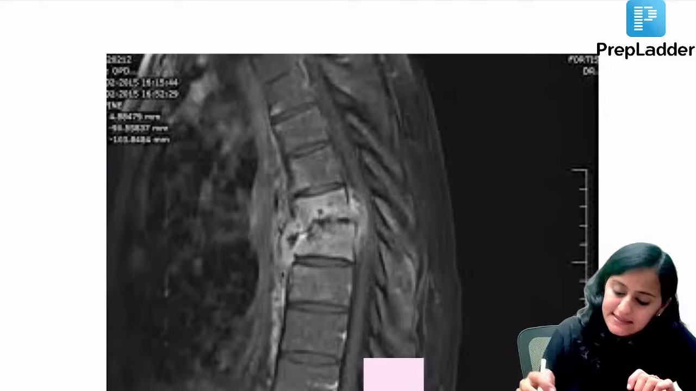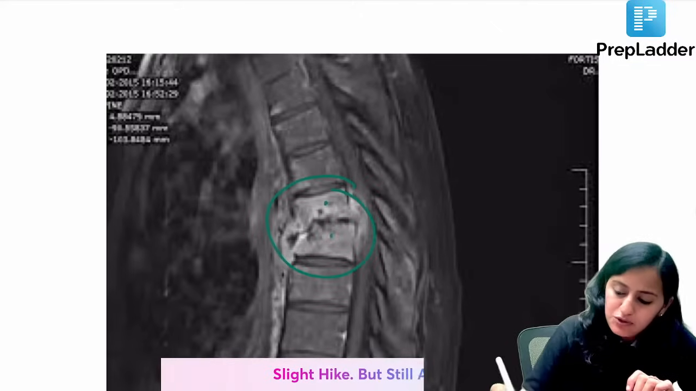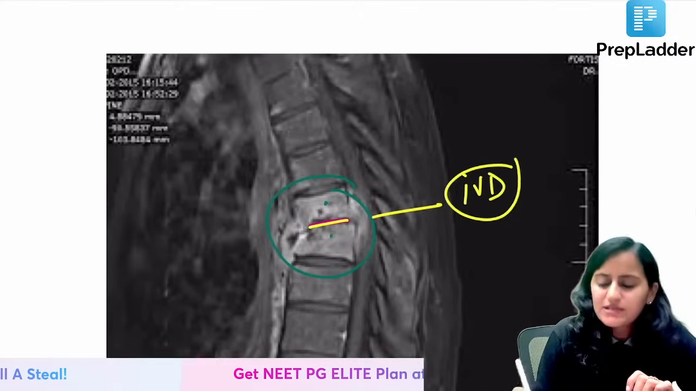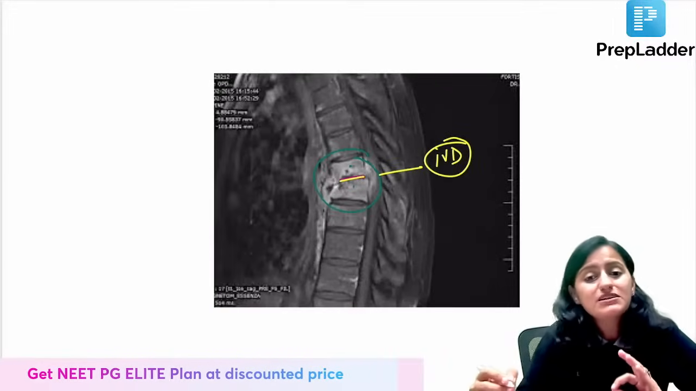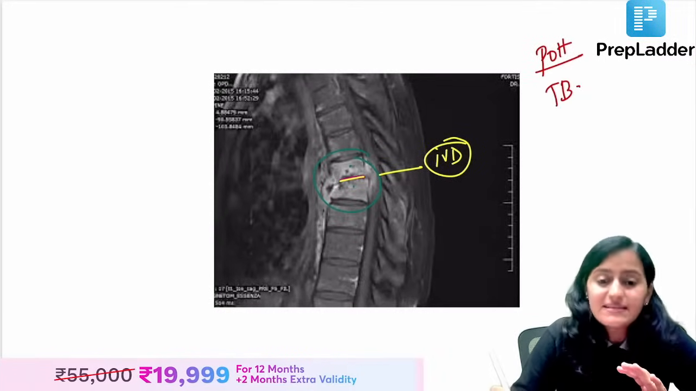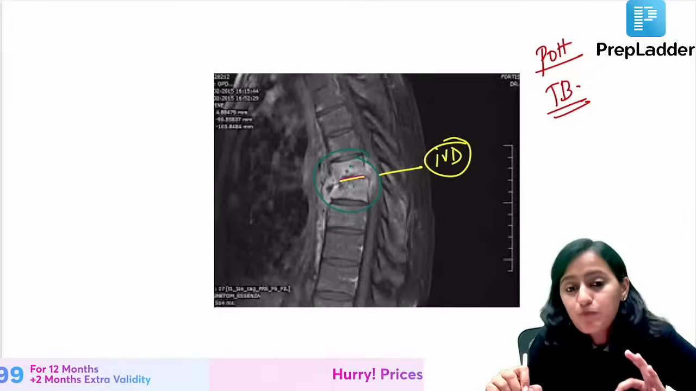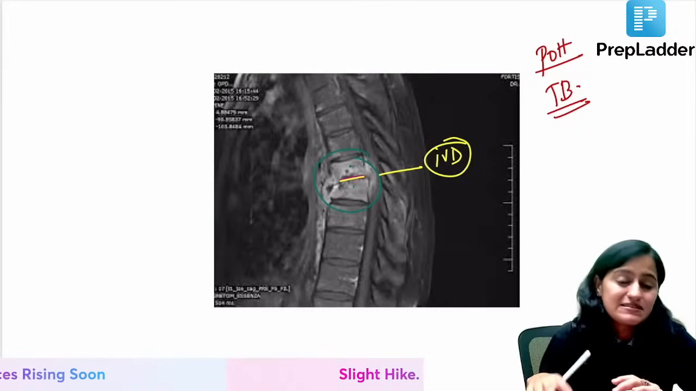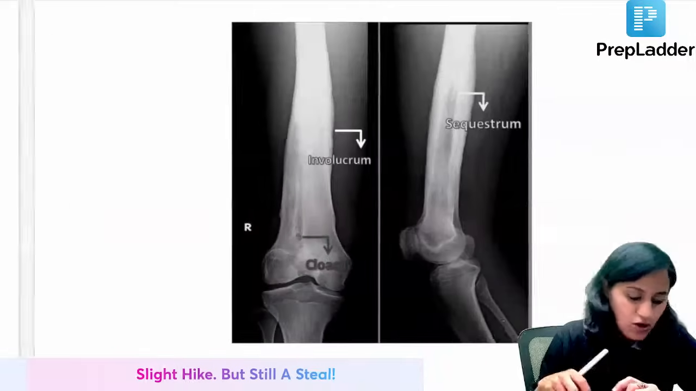Very good. This is TB spine that you are seeing here, the two vertebra involved. Most important, what you see here, intervertebral disc is involved, intervertebral disc, adjacent vertebra involved. This is Pott spine, that is TB spine. Very, very important. It involves the disc. The paradiscal involvement is very common.